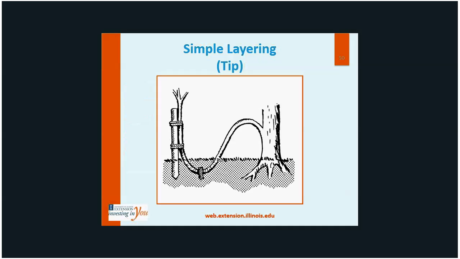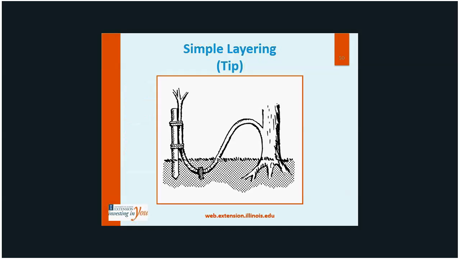Now there's a variety of layering methods. Some are more practiced in the garden, like here we have simple layering or tip layering. This is a method that's used for plants that when their branches touch the soil, their tips will root. So if we think of black raspberries and blackberries and things like that, we're going to mimic that process.